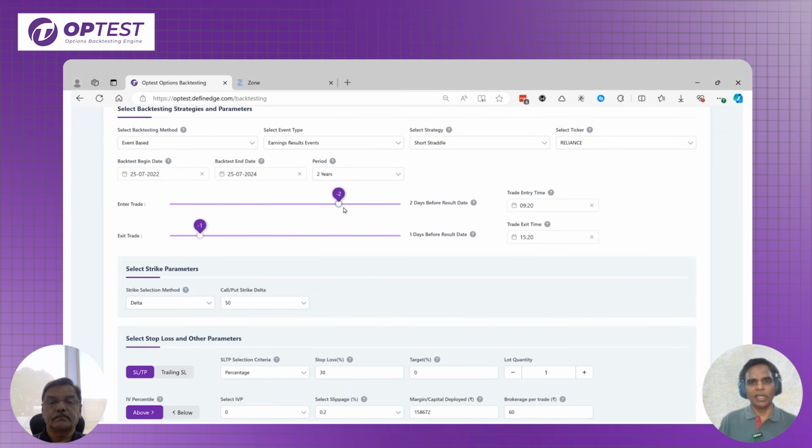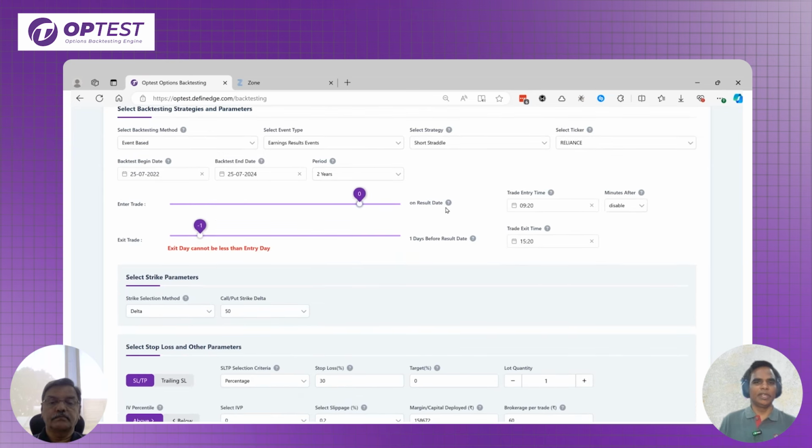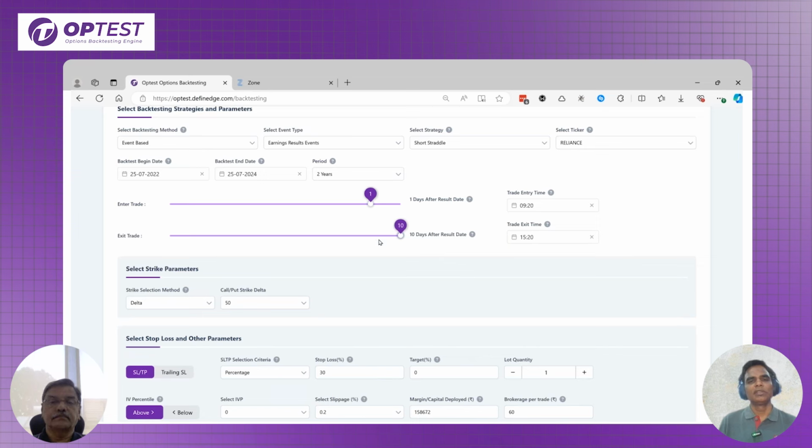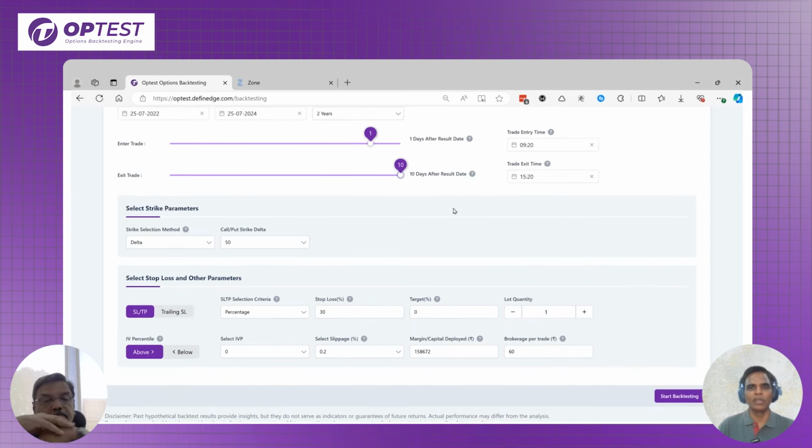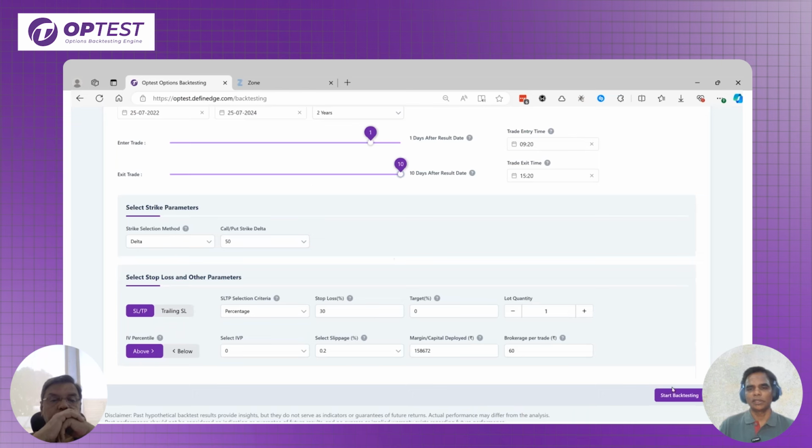So we are entering this on result date, let's say, or 1 day after result date. And we exit 10 days after result date, or whatever, stop loss, if stop loss is hit, that is done, or it will stay like this. Okay, so let's check. Everything else is same. This is 1.6 lakh is the margin required right now. So let's make 200,000.